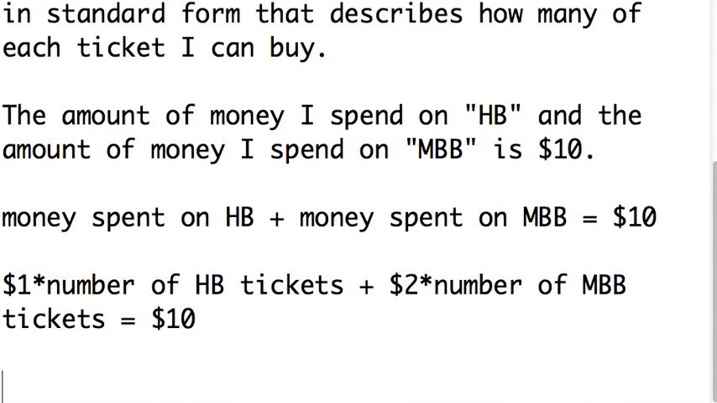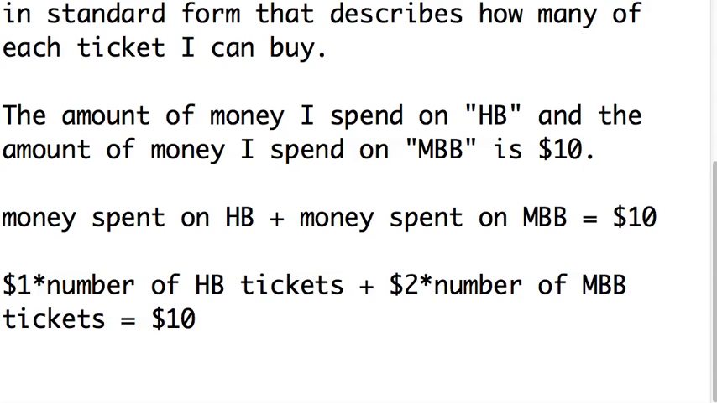Finally, I have to introduce x and y somehow into this equation. X and y are variables or unknowns or whatever you want to call them. What are the variables or unknowns? The number of tickets that I'm buying. I haven't said I'm buying any specific number of tickets. All I'm saying is that I'm going to buy some number of Happy Birthday tickets and some number of Moneyball Bingo tickets and spend $10 total on them.